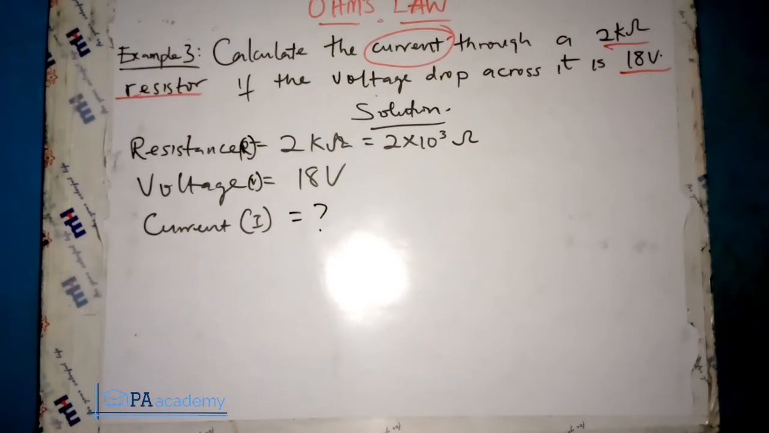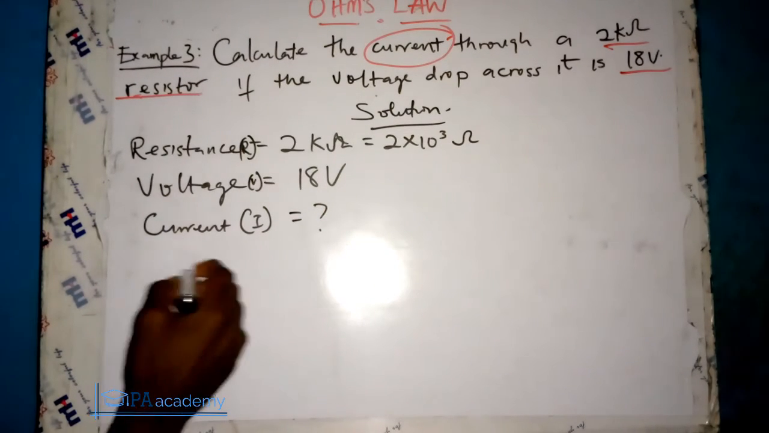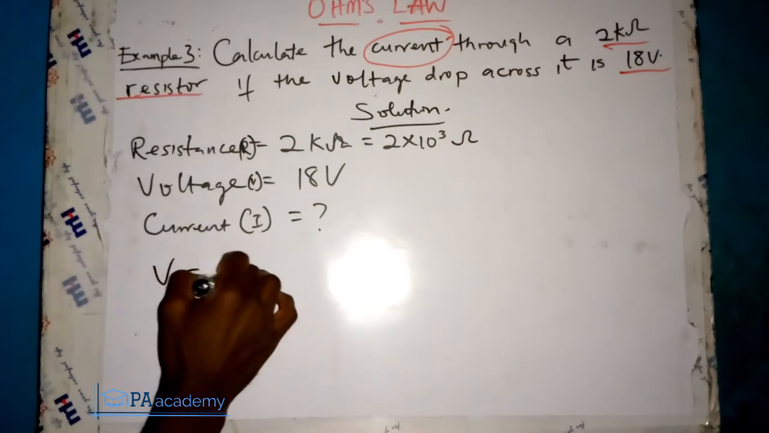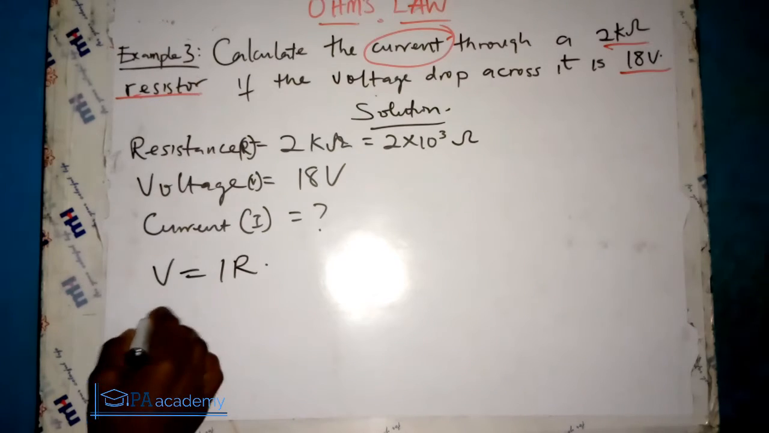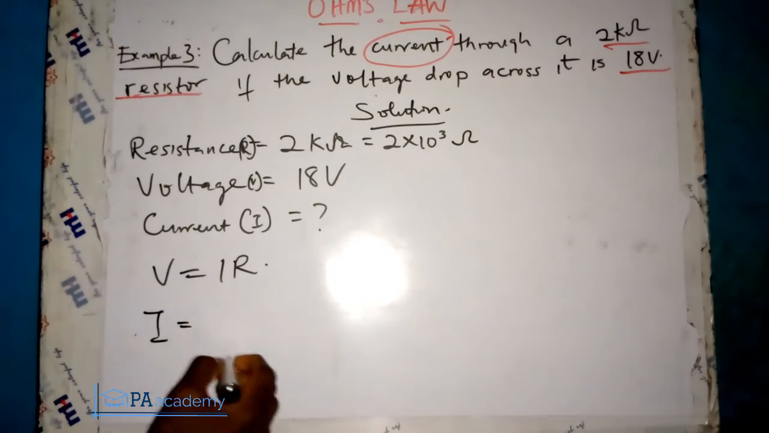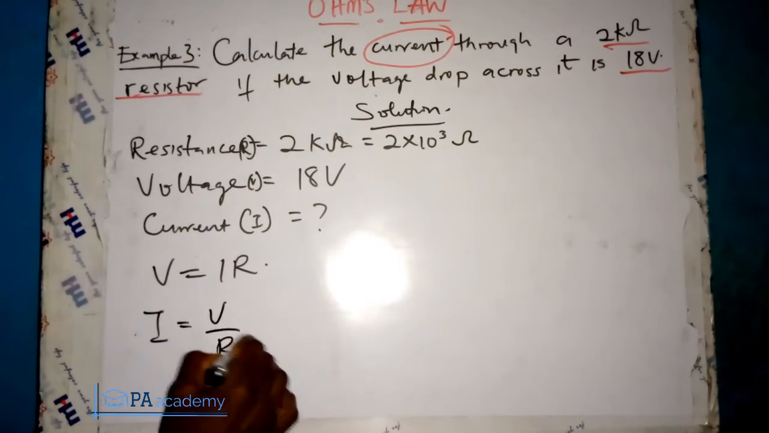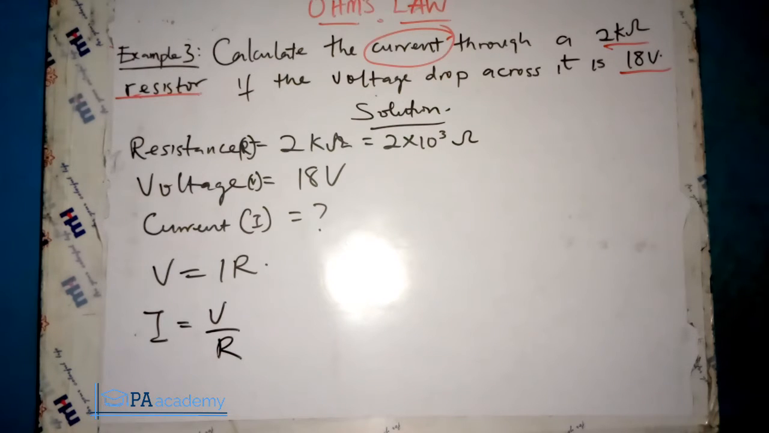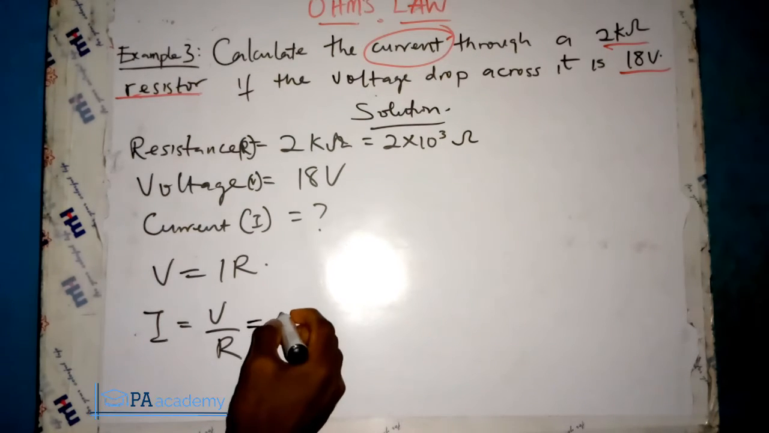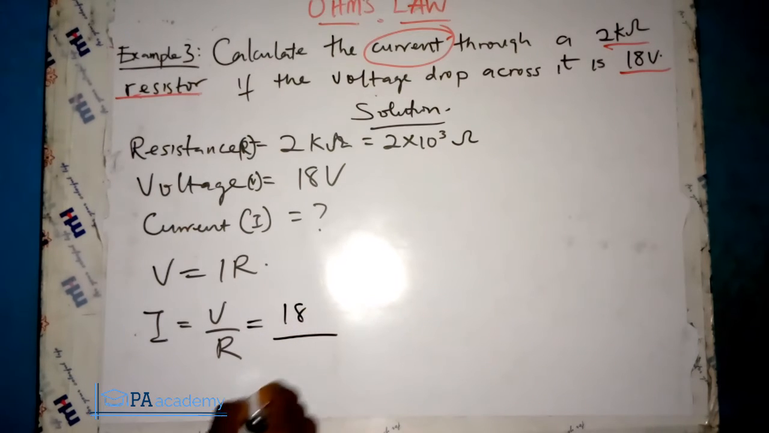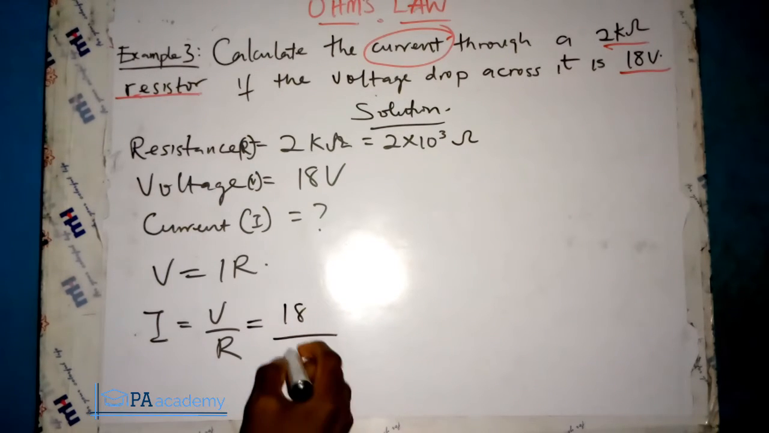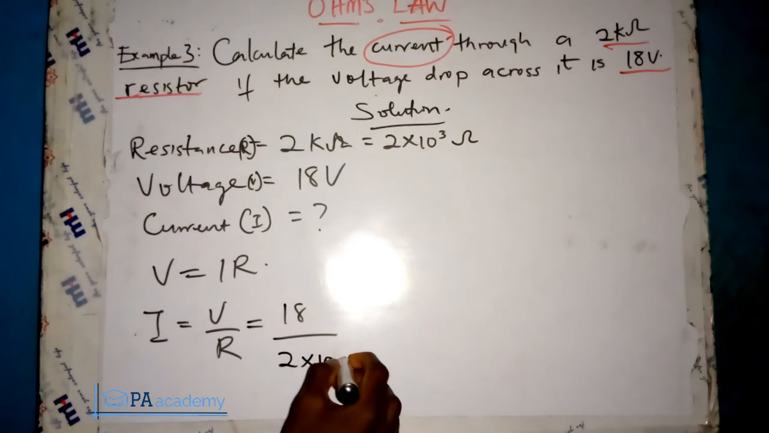So let's bring in the formula. That is V equals IR. But right now we are looking for the current I. If we make I the subject of the formula, that will be I equals V over R, that is voltage over resistance. So let's put in the figures now. We have our voltage to be 18 over our resistance, which is 2 times 10 raised to the power 3.